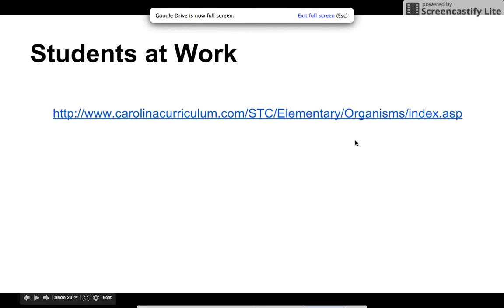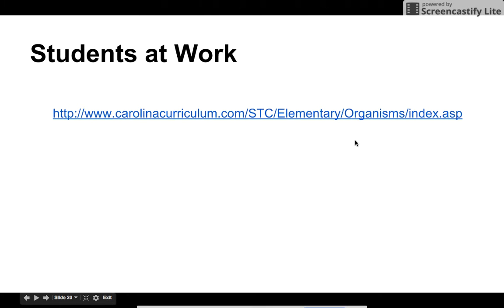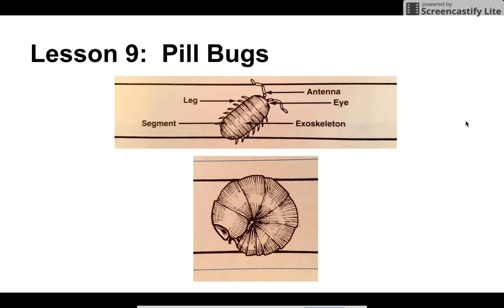You can watch this whole video at carolinacurriculum.com/stc/elementary/organism/index.asp, and it is the second video on that page.